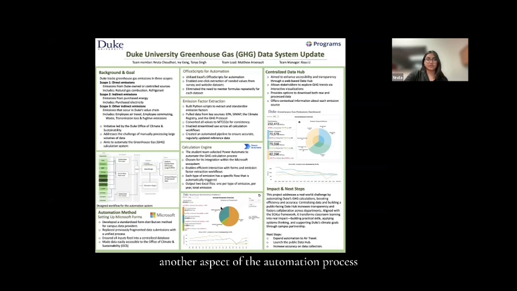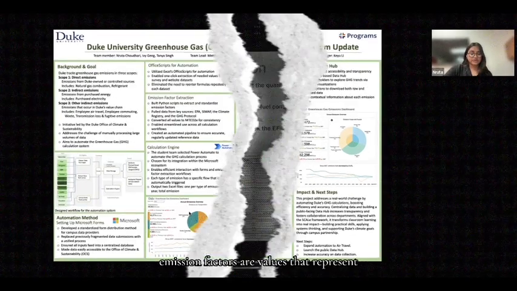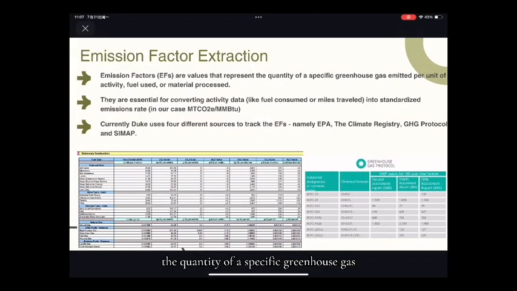Another aspect of the automation process was extracting the emission factors. Emission factors are values that represent the quantity of a specific greenhouse gas that has been emitted per unit of quantity of activity, fuel use, or material processed. So these emission factors are very essential in converting activity data into a standardized emission rate. In our case, we're using metric tons of carbon dioxide per million British thermal units.